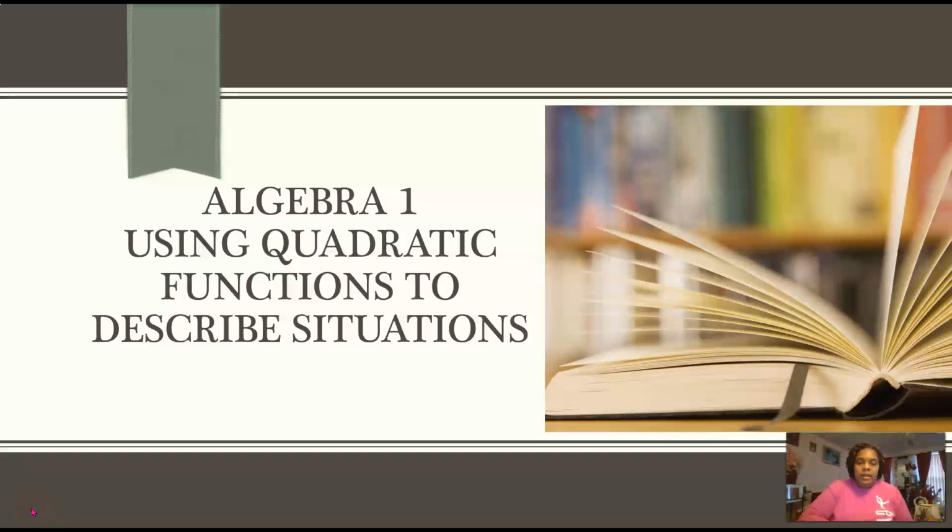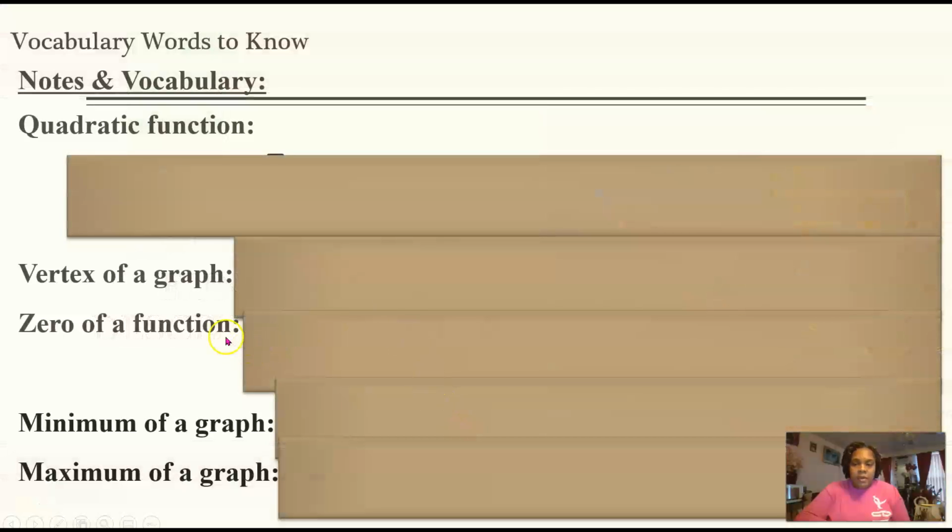We're going to be using quadratic functions to describe situations. This lesson is a short video just to show you what type of vocabulary and what type of things you need to do to complete your activity for this lesson. We are just going to go over a few things, and then you should be able to complete your lesson and/or come see me on the Zoom every day, Monday through Friday, 10:30 and 1:30. Okay, so first thing you need to know are the vocabulary words.